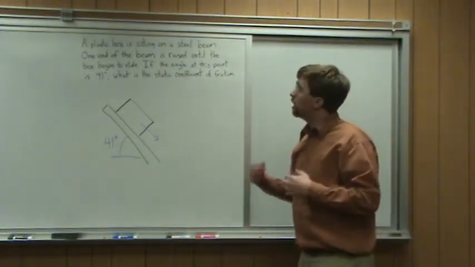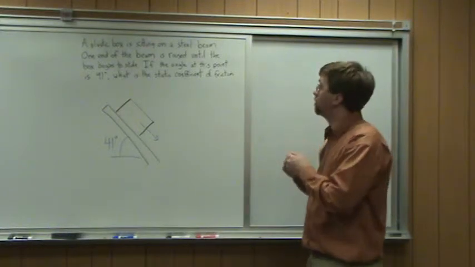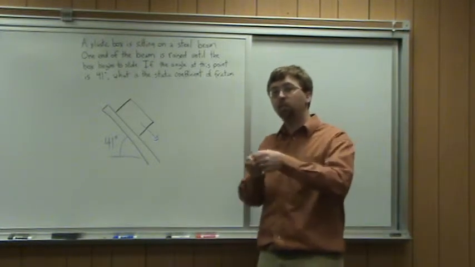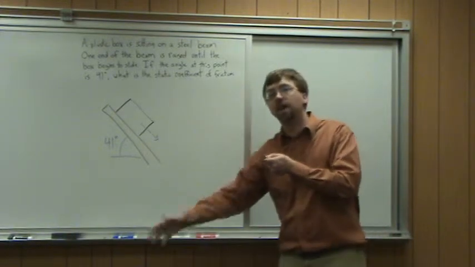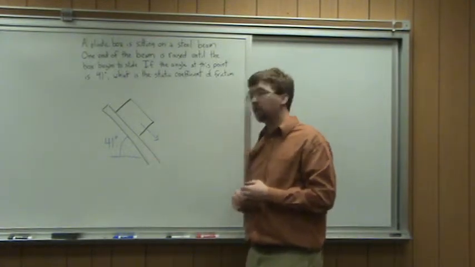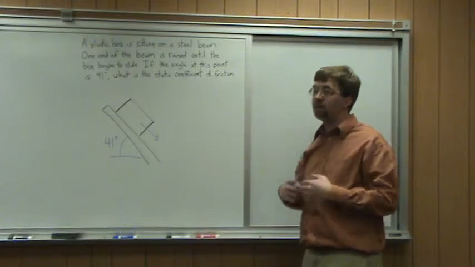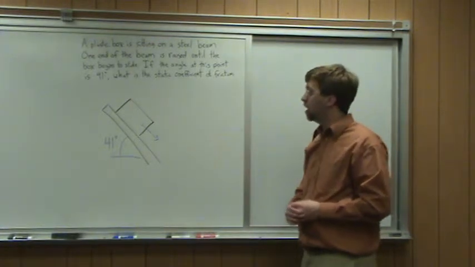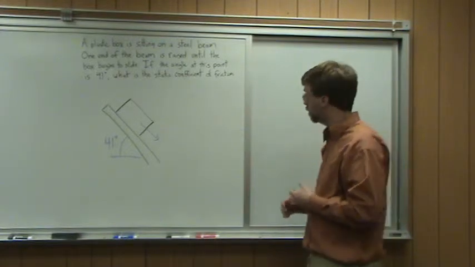Hello, in this worked example we've got a plastic box that's sitting on a steel beam. We raise one end slowly until the box begins to slide down the steel beam. If the angle is measured to be 41 degrees when this box starts to slide down the ramp, we're asked to find the static coefficient of friction between this plastic box and the steel beam that it's sitting on.